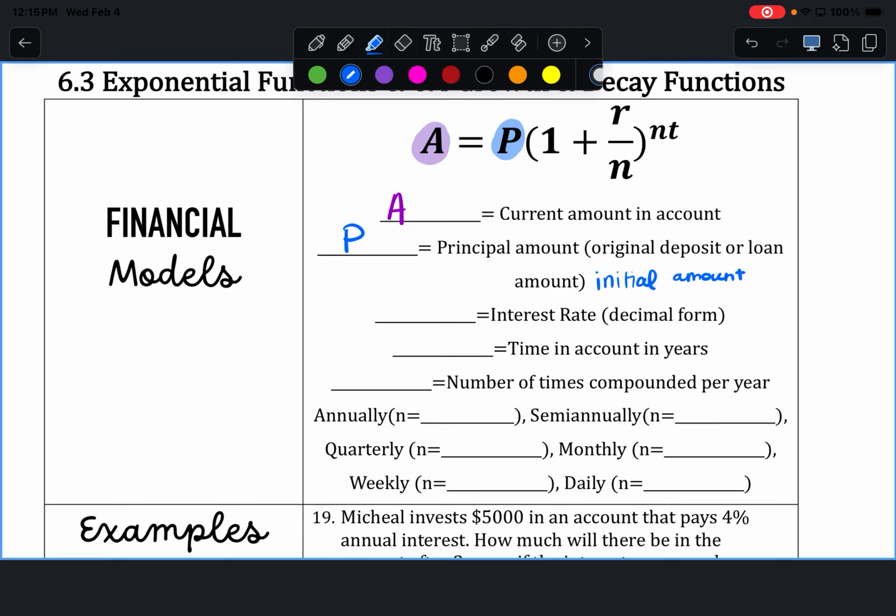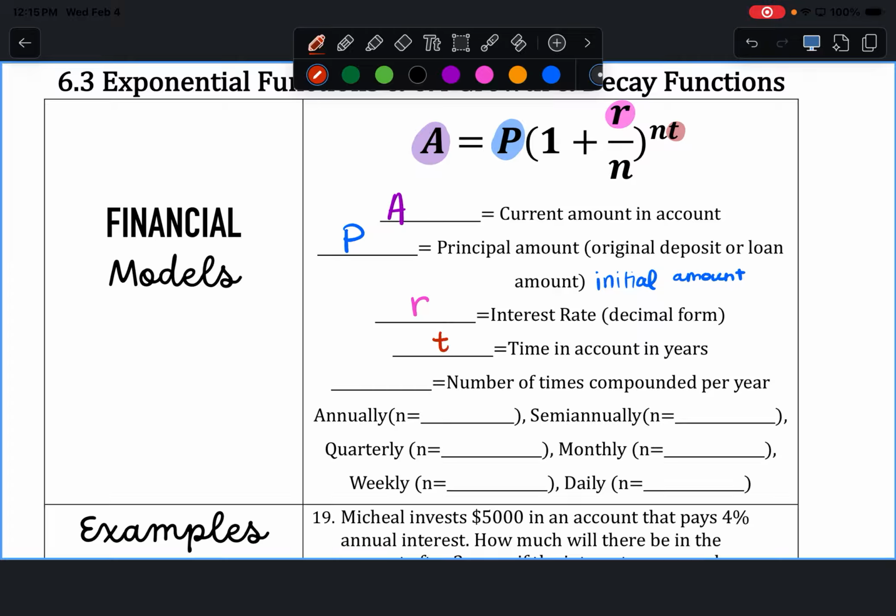Now, we have 1 plus R divided by N. So the R is the same thing that R has been the whole time. It is our rate, whatever our interest rate is, and we write it as a decimal. And that all gets raised to the power of N times T. So our T is still the same thing. It is just time in the account.